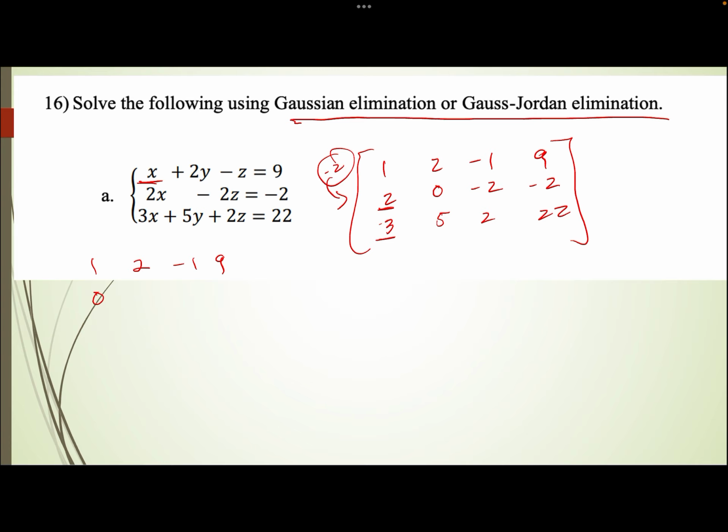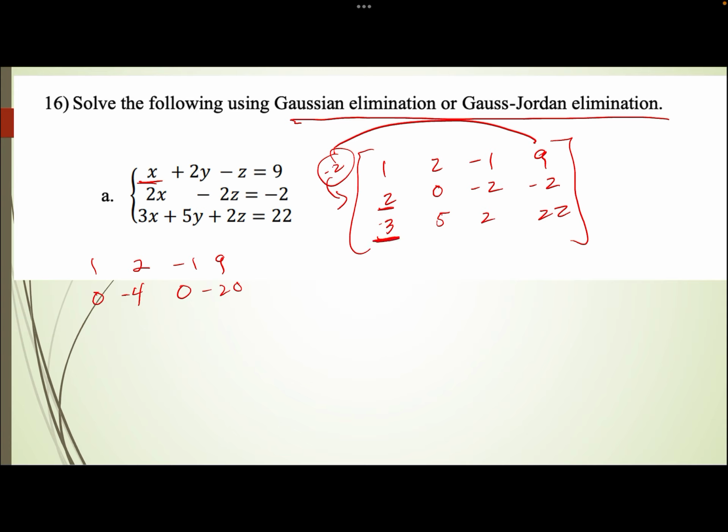-2 times 2 is -4, plus 0 is -4. -2 times -1 is 2, plus -2 gives me 0. Do you see what I'm doing going through here? -2 times 9 is -18, gives me -20. Now we want to get rid of the 3.